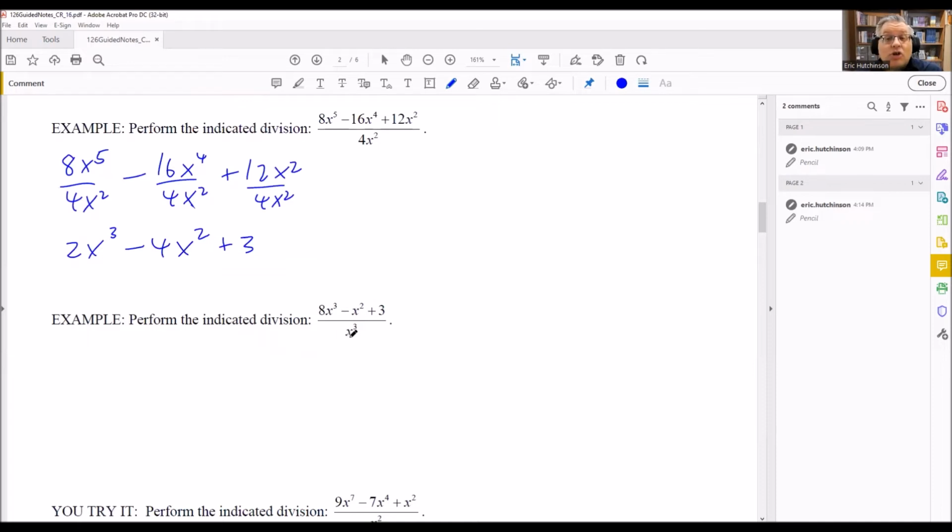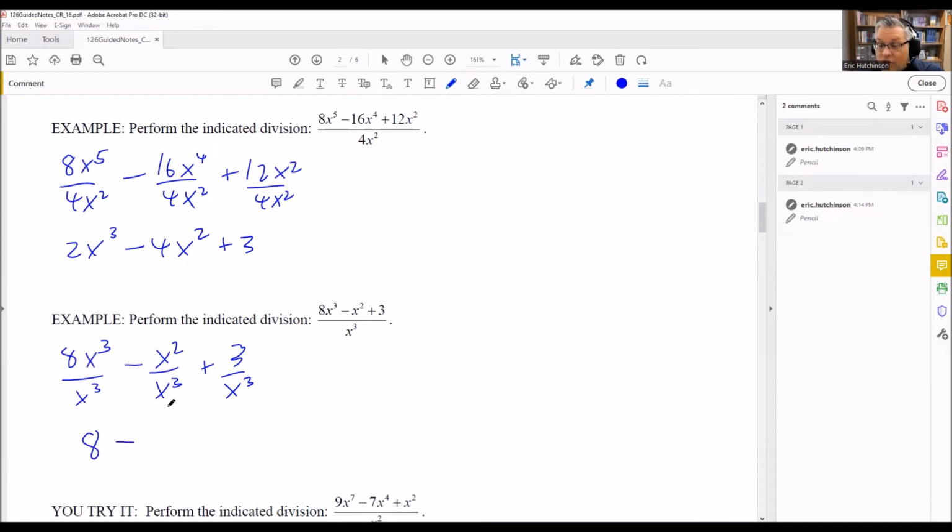Next, we have x cubed in the bottom. So everything on top will be divided by x cubed. 8x cubed over x cubed minus x squared over x cubed plus 3 over x cubed. Okay, now the x cubeds are going to cancel out altogether. We're just going to leave our answer as 8.